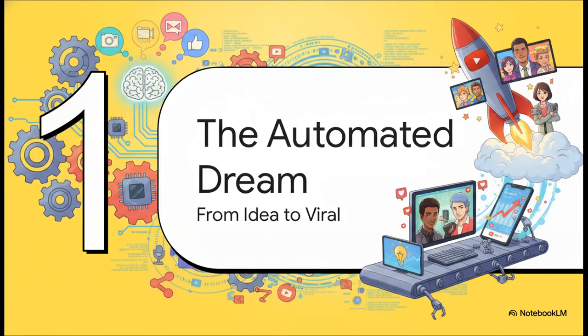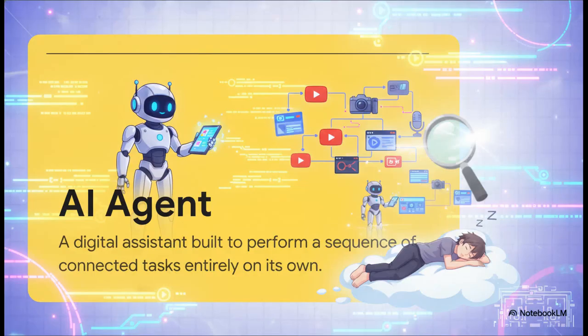All right, let's kick things off with section 1, the automated YouTube dream, taking it from just a simple idea to going viral. Now, at the very core of this dream is something called an AI agent. Please don't let the tech jargon intimidate you here. Think of an AI agent simply as a tireless, incredibly dedicated digital assistant. You give it your exact instructions just one time, and it flawlessly executes a sequence of connected tasks over and over again entirely on its own. It's doing the heavy lifting while you sleep, while you work, or while you just sit back and watch Netflix.